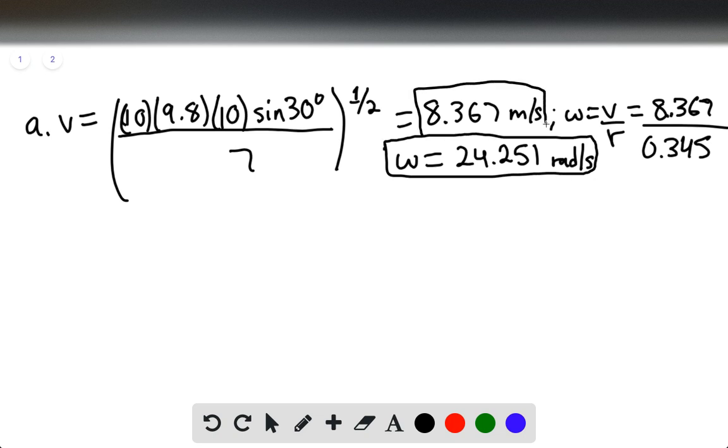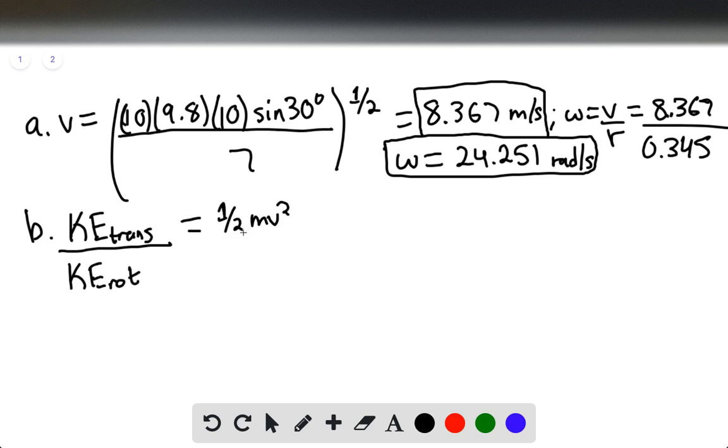For part B, they're asking us to find the ratio of the kinetic energies. So kinetic energy translational divided by kinetic energy rotational, and this is going to equal half mv squared divided by 1 over 5 mv squared, and this will equal 5 over 2.